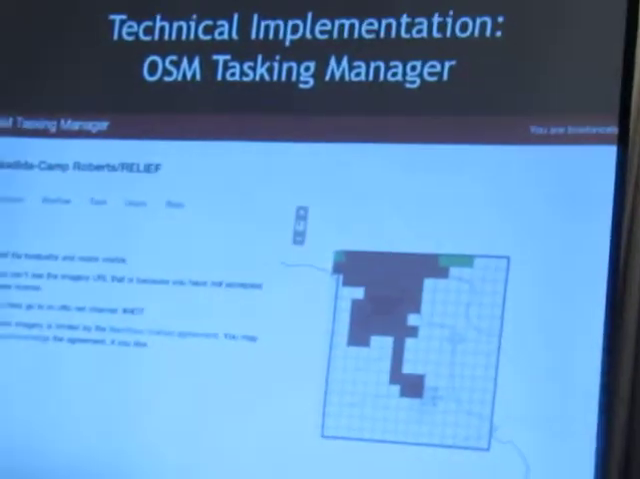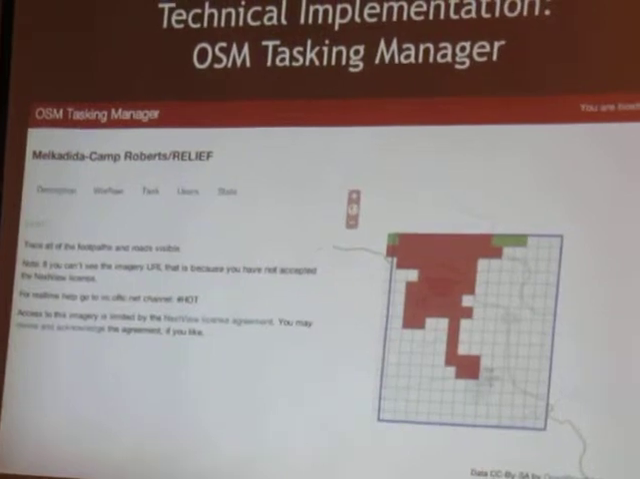It got launched as MapGive at South by Southwest in March of this year. Basically, we have a task manager. You can take any part of the OpenStreetMap database, run it through the task manager, and divide it up into squares of arbitrary size. You can figure out what these sizes are, and people can check them out.